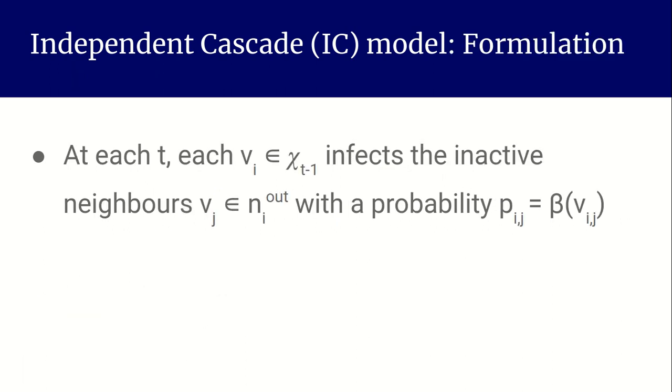Okay, each node v sub i has a probability p sub i, j to infect its outgoing neighbor v sub j. Now imagine these probabilities as weights of a social network. We are not going to illustrate an example because it's very similar to the tipping model, with the only change that the probability of activating the nodes doesn't depend on the number of its active neighbors, but instead on a specific probability for each edge. So this is the specific probability p sub i comma j, which is the beta for the pair of nodes v sub i comma j.